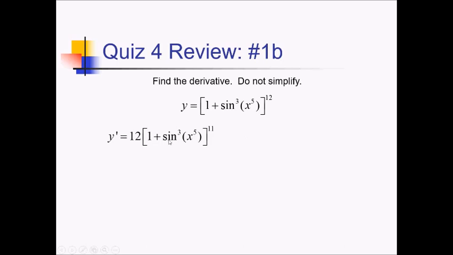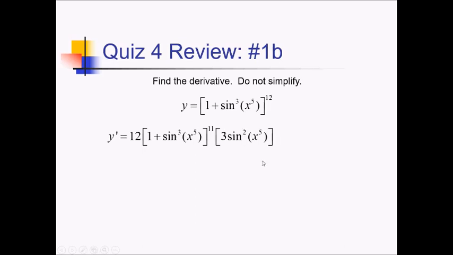So we move on to this sine cubed of x to the 5th. Now for this expression, the outer function in here is the third power. We're taking sine of x to the 5th and raising all of that to the third. So I've got derivative of something to the third, which is 3 times something squared. So our next link is going to be 3 times sine squared of x to the 5th.